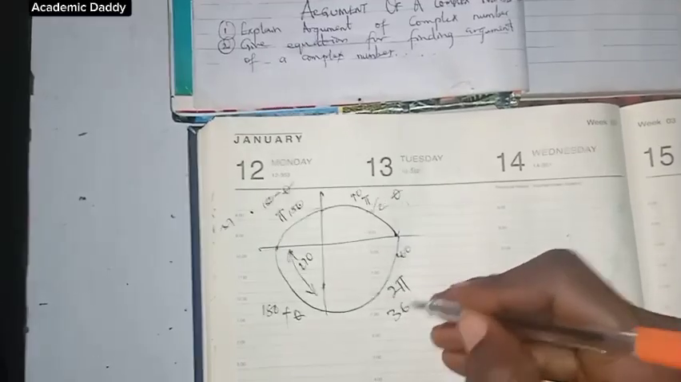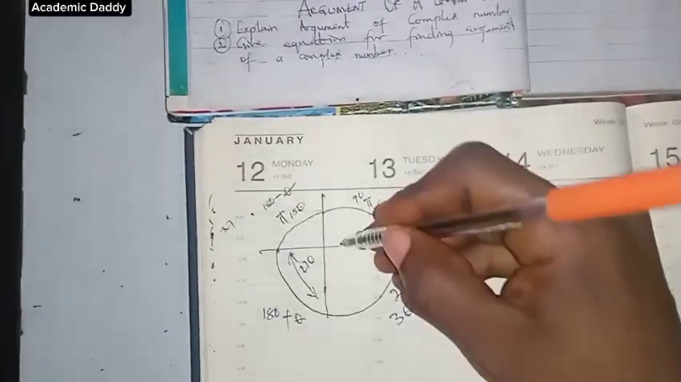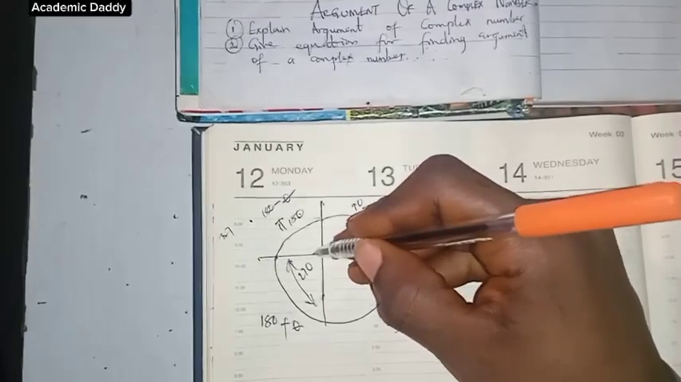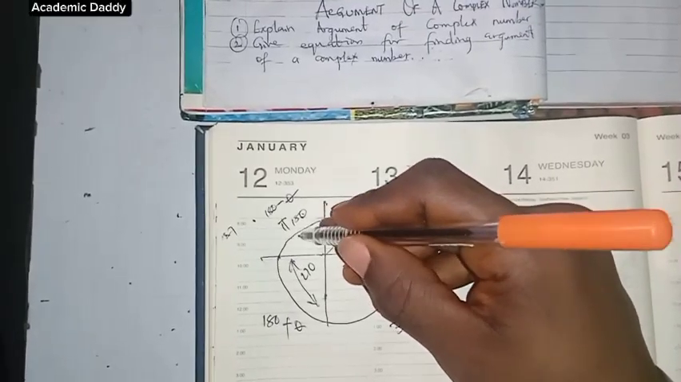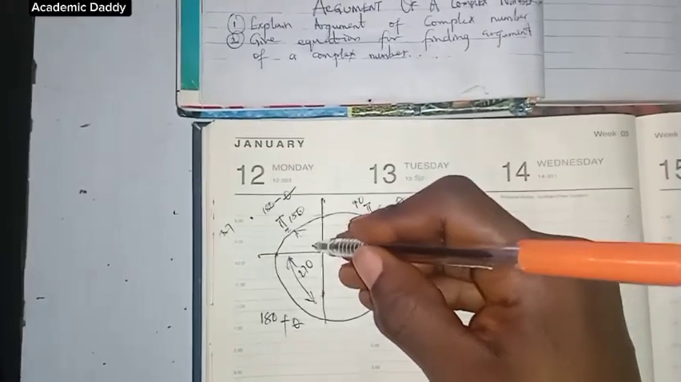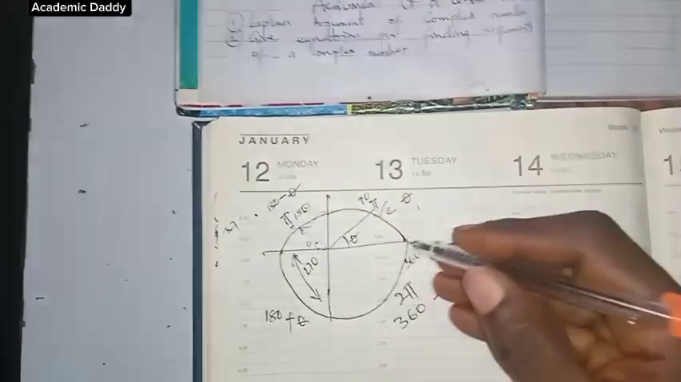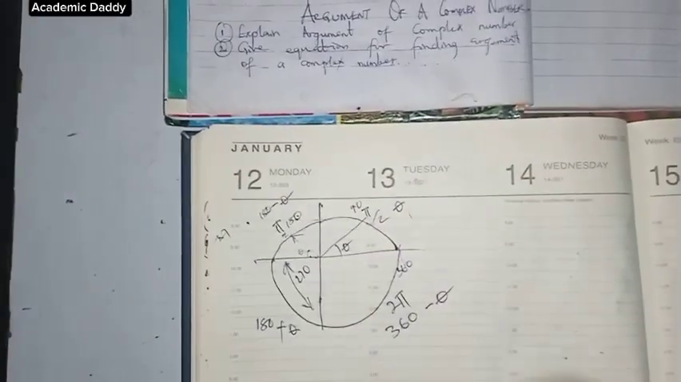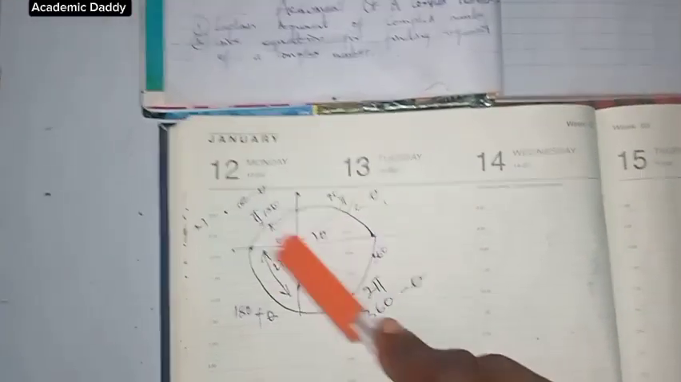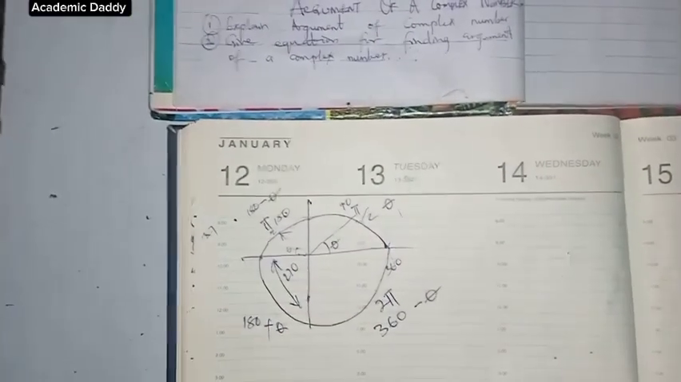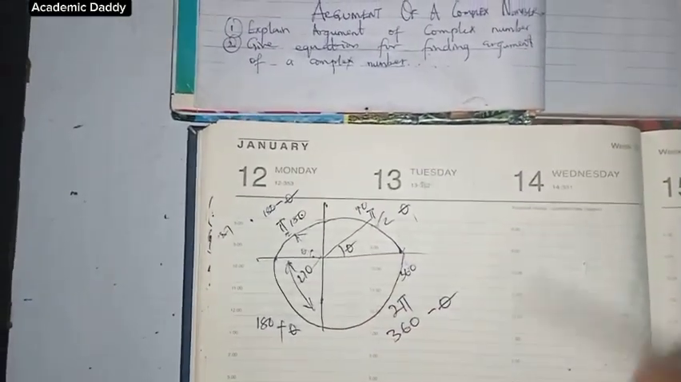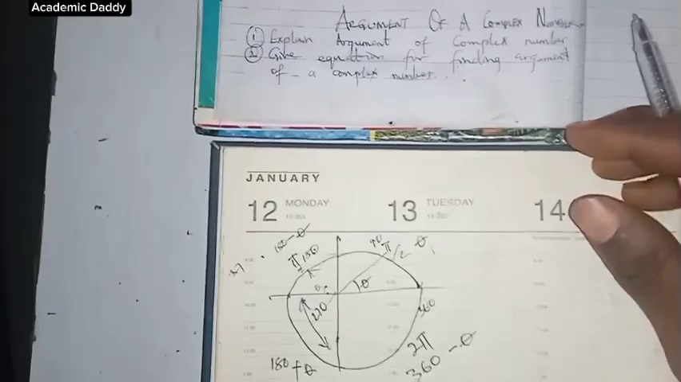Then for here, we do 360 minus theta. And what is theta? Theta is the angle made by z, that is the complex number, with the Argand diagram. So when you get it, whatever it is, you will see how to find it as we progress.